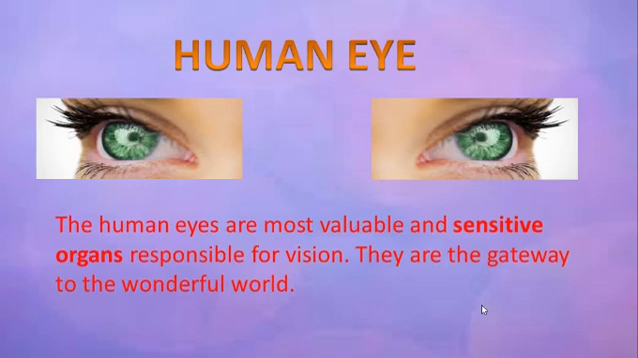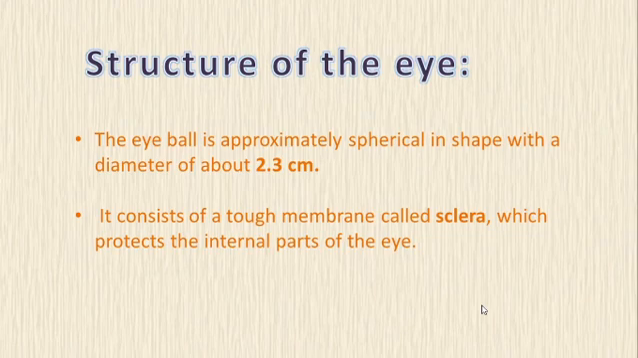Next we go to the structure of the eye. The eyeball is approximately spherical in shape with a diameter of about 2.3 centimeters. It consists of a tough membrane called the sclera, which protects the internal parts of the eye.